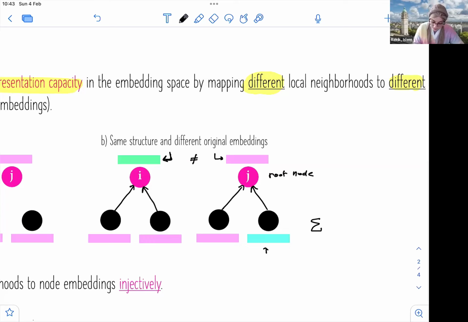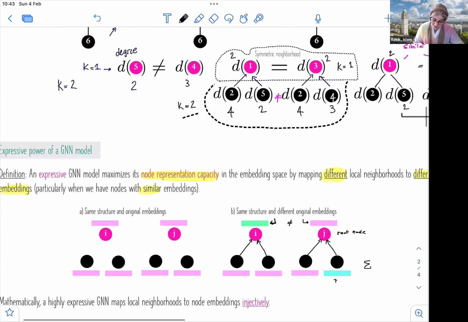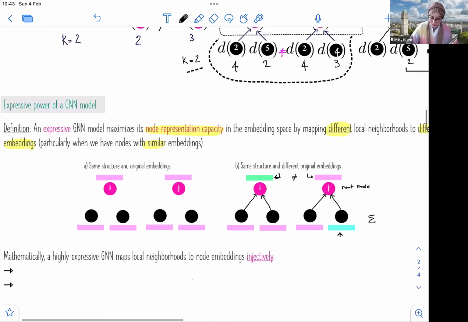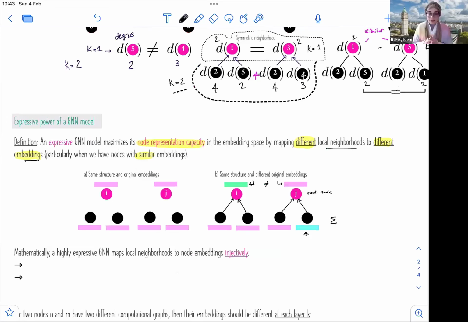So the problem arises when we have similar, I would say, identical embeddings. So when you have identical embeddings, what you want to look at is the topology itself. So we don't look at the case where we have different original features. So we start with the case where we assume all our input features are the same. Okay, so they're similar. And in this case, we ask the question, can the network map different local neighborhoods to different embeddings given that we have similar original embeddings, right?